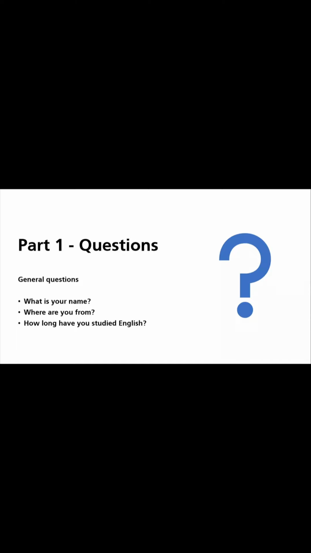Typically, the examiner will ask the person's name, where they come from, and then a question like this about how long they've studied English. This is an example of another question that they could ask the candidates. And you can see here these three questions usually come at the very beginning of the speaking test. So let's just consider how to answer the questions here.